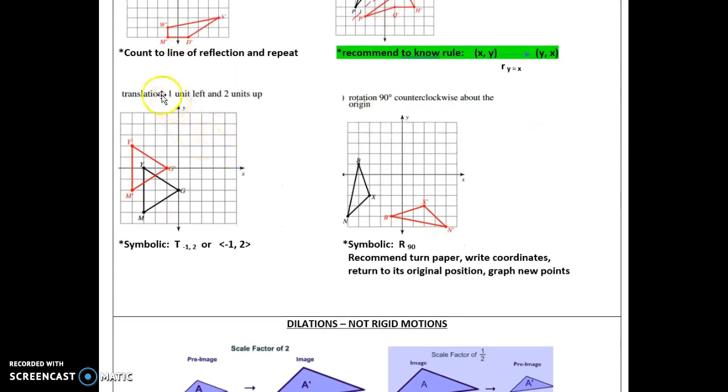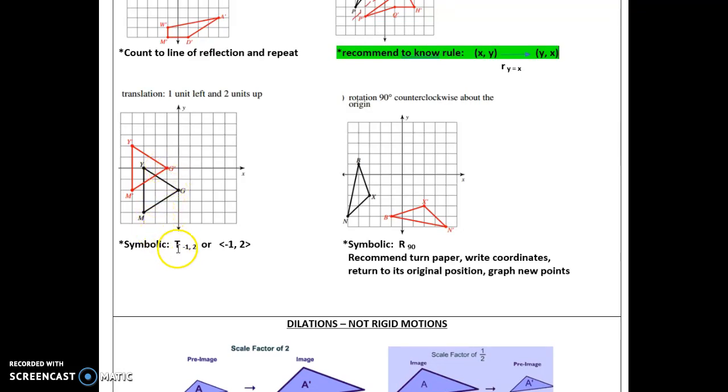Continuing on, we have a translation. A translation is a slide. So in this case, the black triangle is your pre-image, and we want to translate this 1 left and 2 units up. And that becomes your image point.